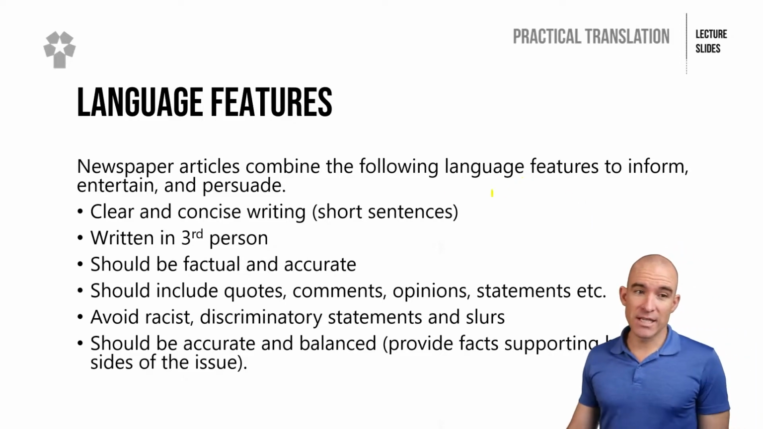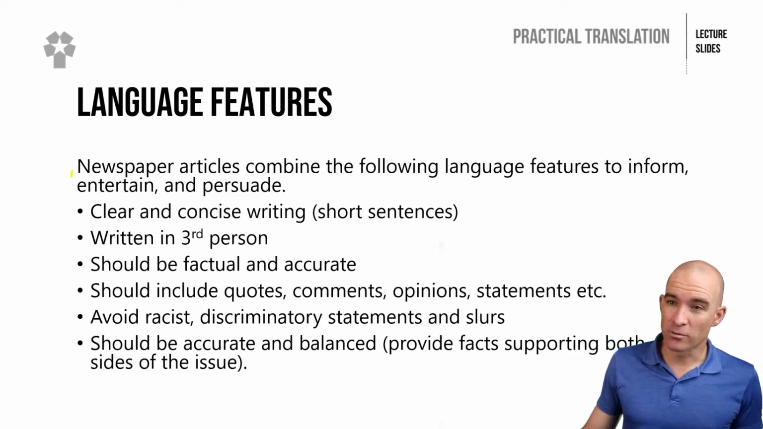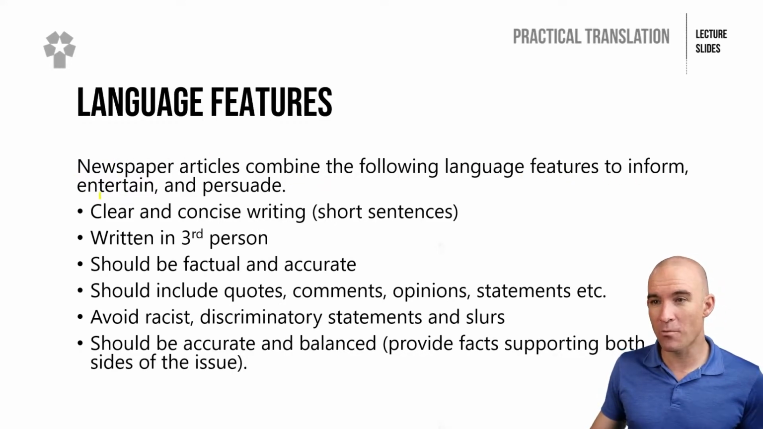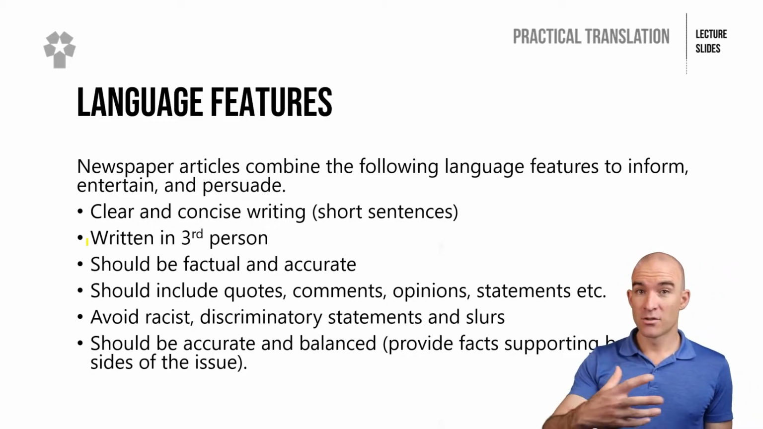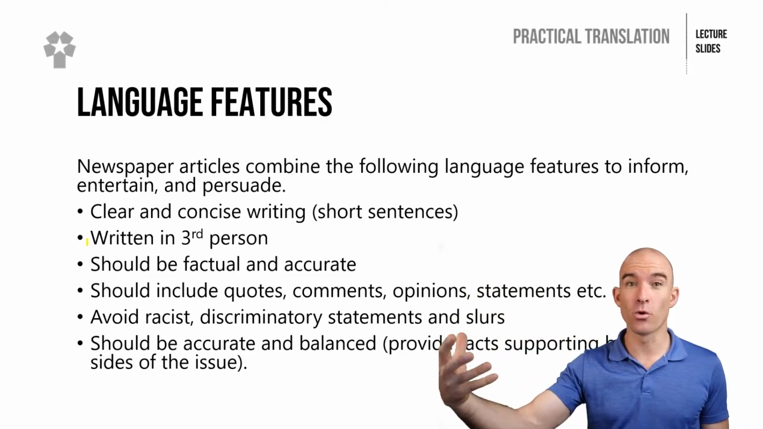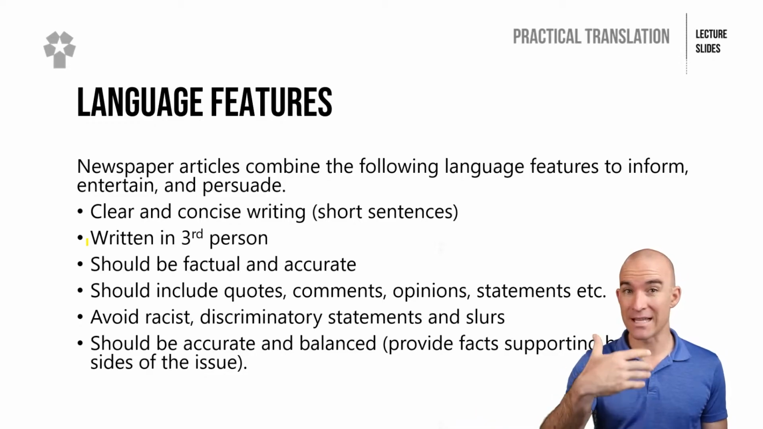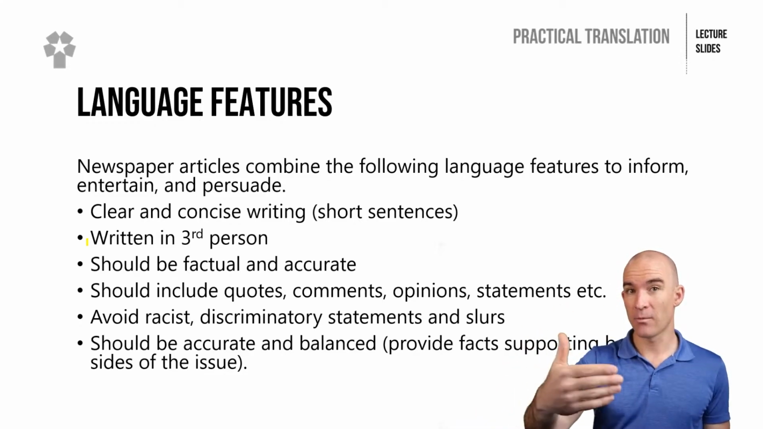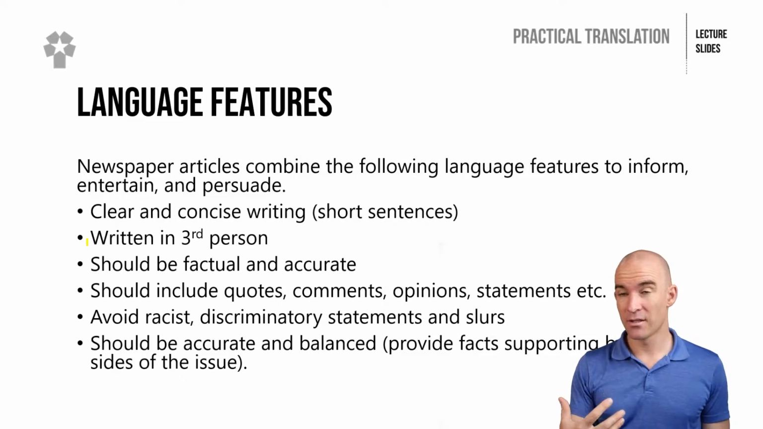So language features in an English newspaper article. Newspaper articles combine the following language features to inform, entertain, and persuade. So we need clear and concise writing. Short sentences are very important. We want the content to be written in third person. So we shouldn't say, I wanted to research this because I thought that, for example, right? That's first person. We want to write in the third person.